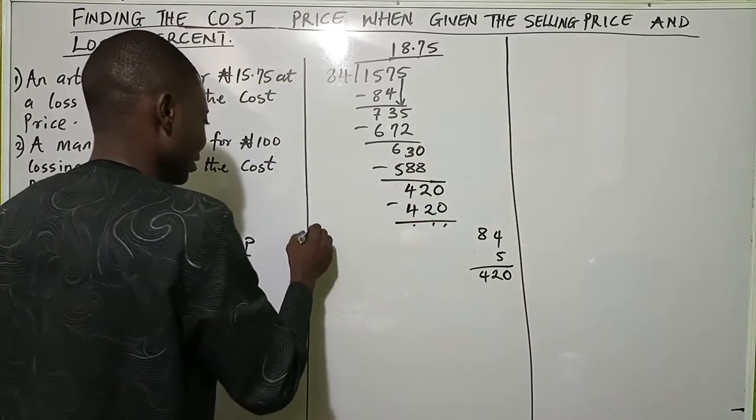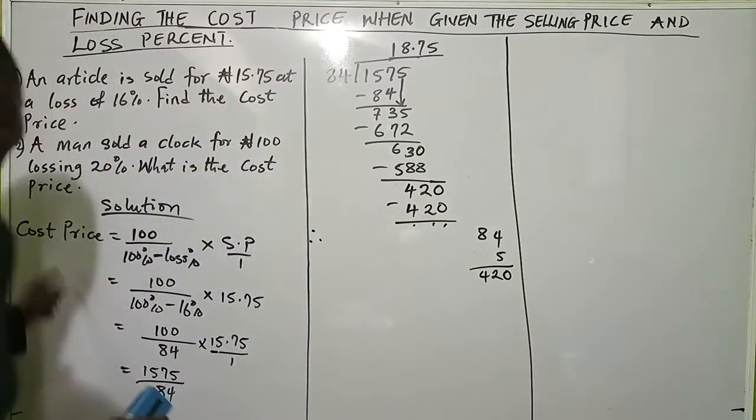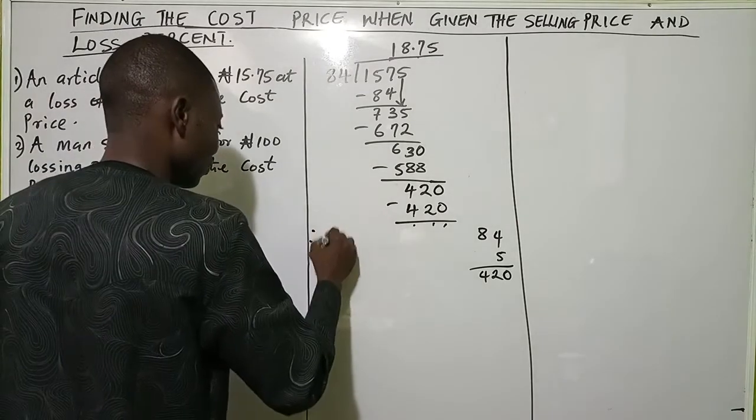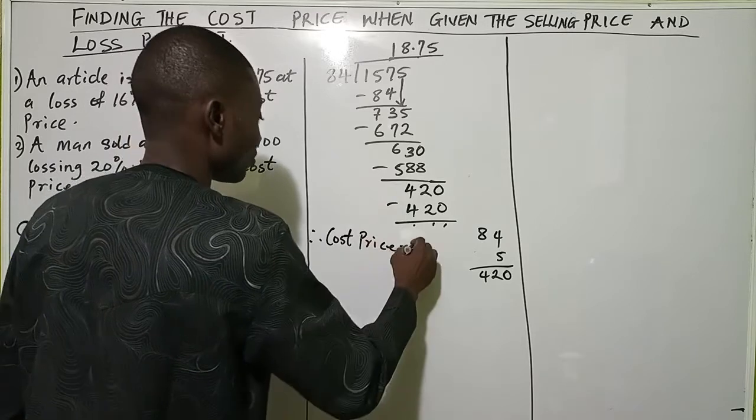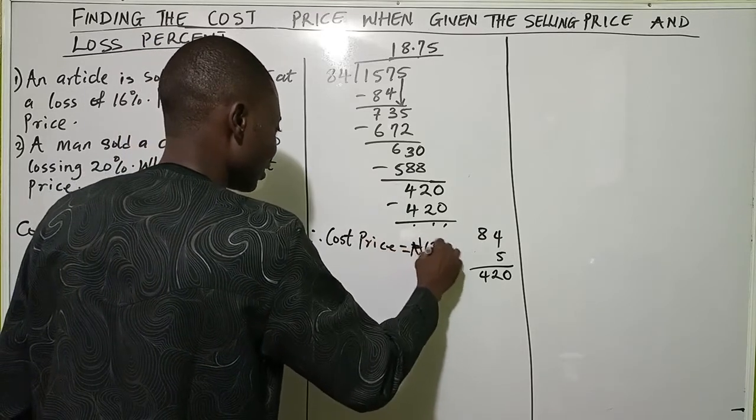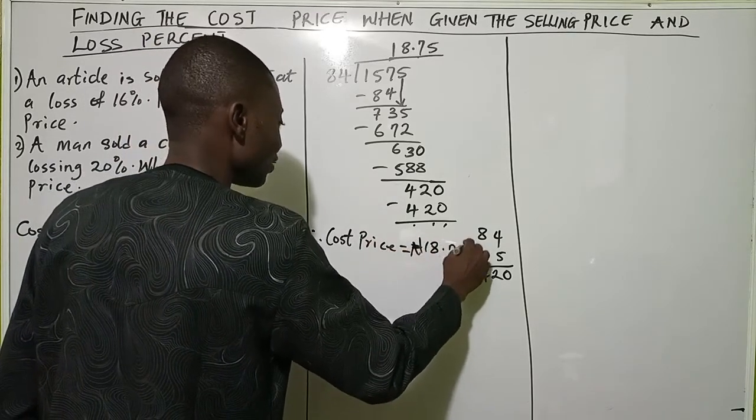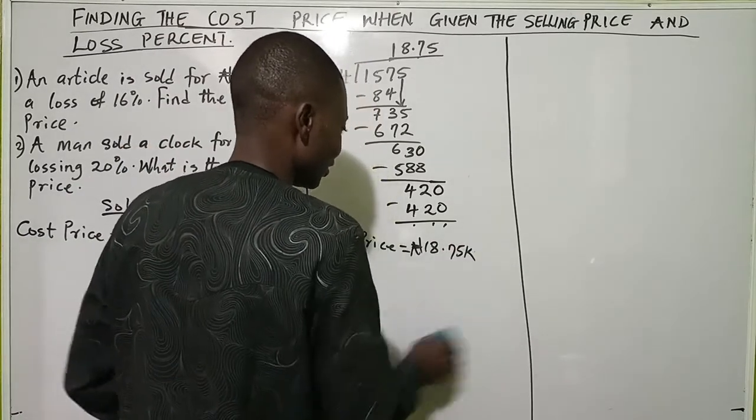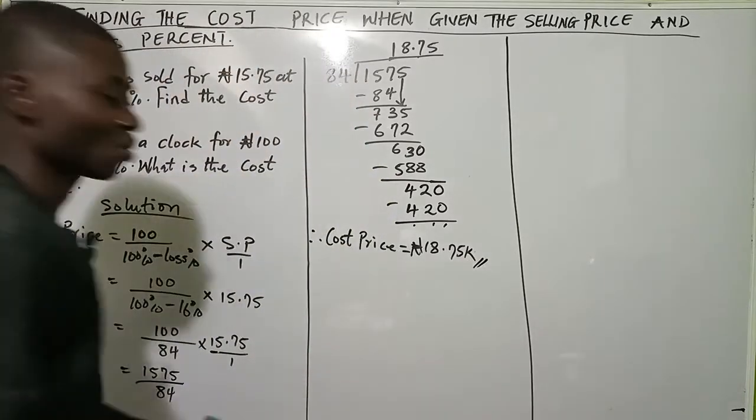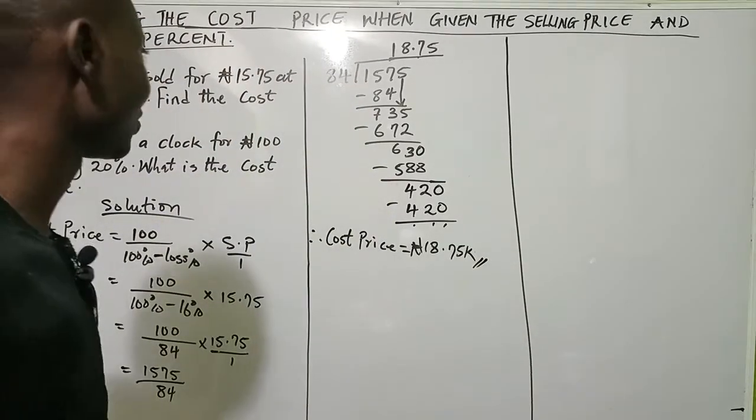Okay, so you can say therefore, remember what I'm looking for: cost price. For cost price is equals to how much? 18 naira 75 kobo. So that is it. It's not difficult at all.